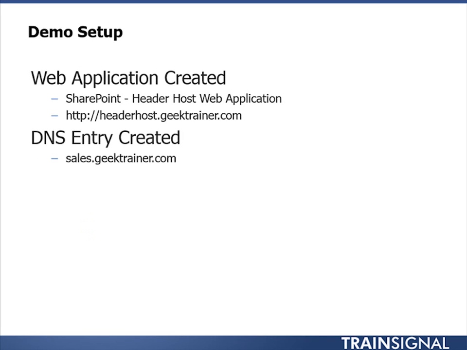For my demo environment, I've already got the web application created. Actually created this in a prior lesson. The name of it is SharePoint Header Host Web Application, and it's available at that URL. There is nothing special at all about that web application. It's just a normal web application. I've also already added in the DNS entry at sales.geektrainer.com. So the only two things that I'm going to have to do for my demo is simply create the host header site collection, and add the binding into IIS.